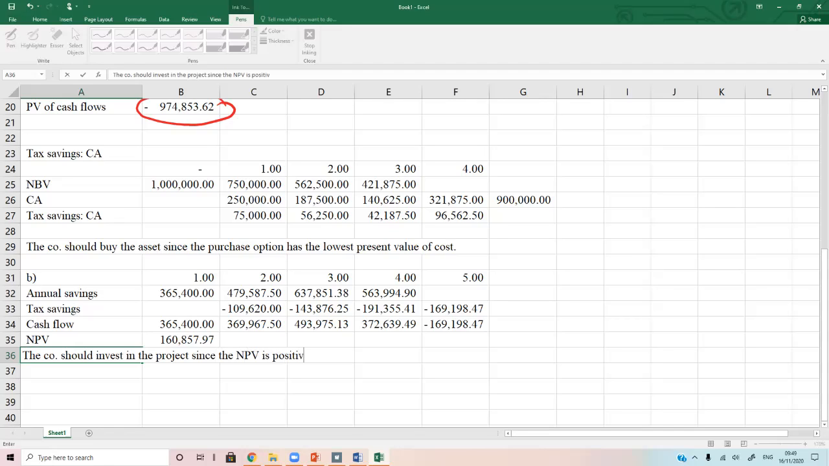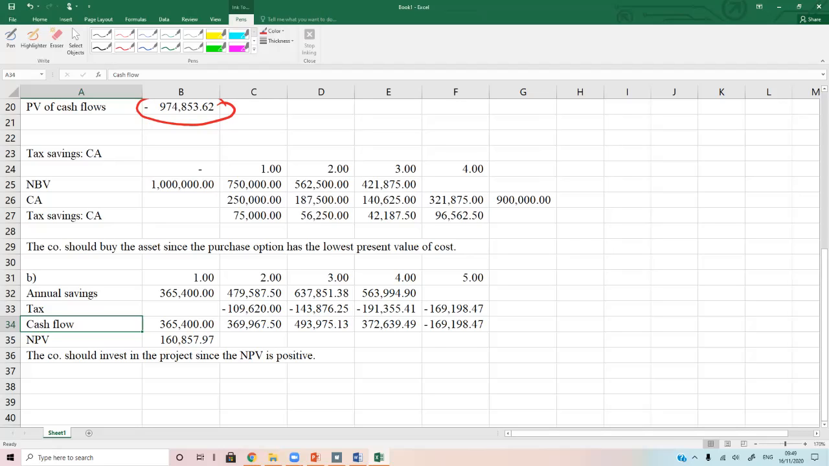Sir, why is the tax saving negative? Why is tax saving negative? These are tax, not saving. These are tax because you're paying. They're not savings, you're paying. Clear? And that is it. That's what you're meant to do in that particular part of the question.